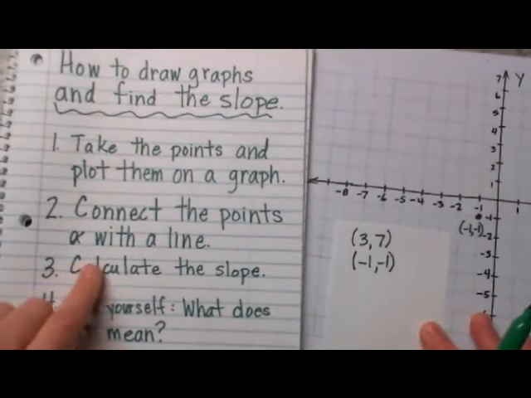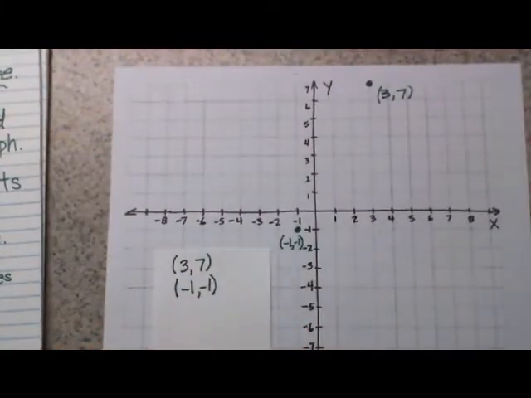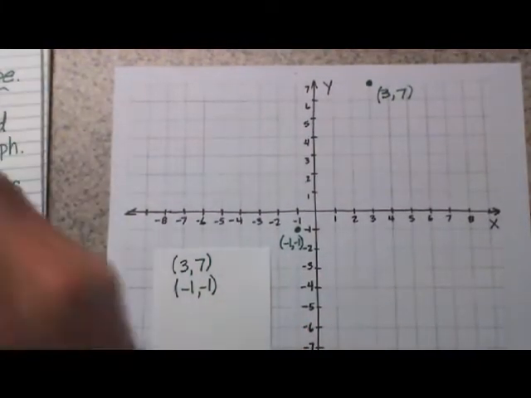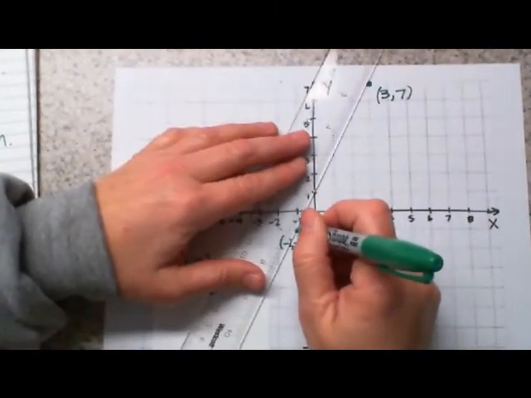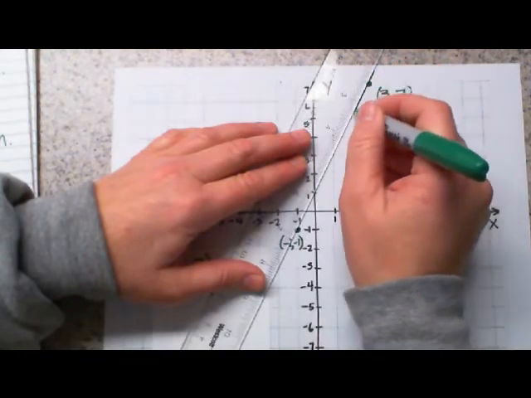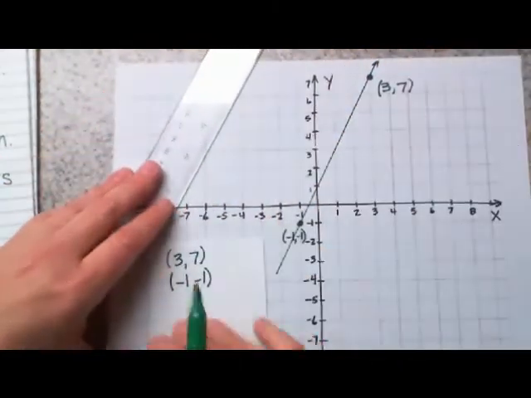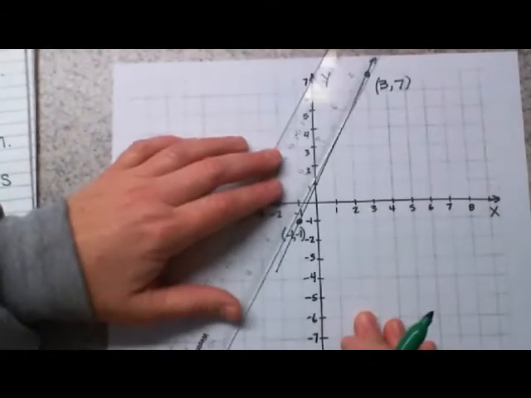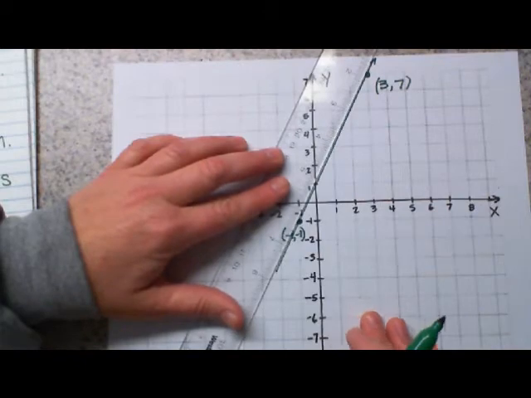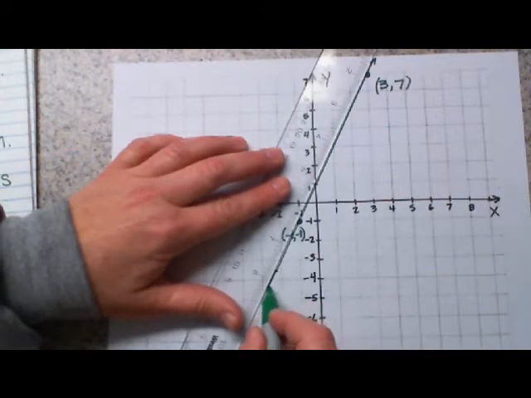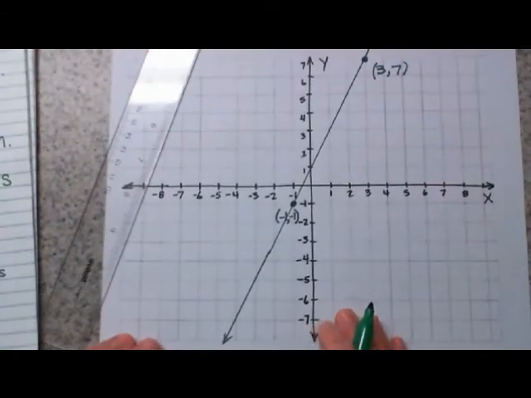Step 2 in the directions told us to connect the points with a line. So let's go ahead and connect our points with a line. Right there. Put an arrow on both ends of the line. And typically when we do this, guys, we extend the line all the way to the edge of the graph paper that we're working with. That's just how you do that.